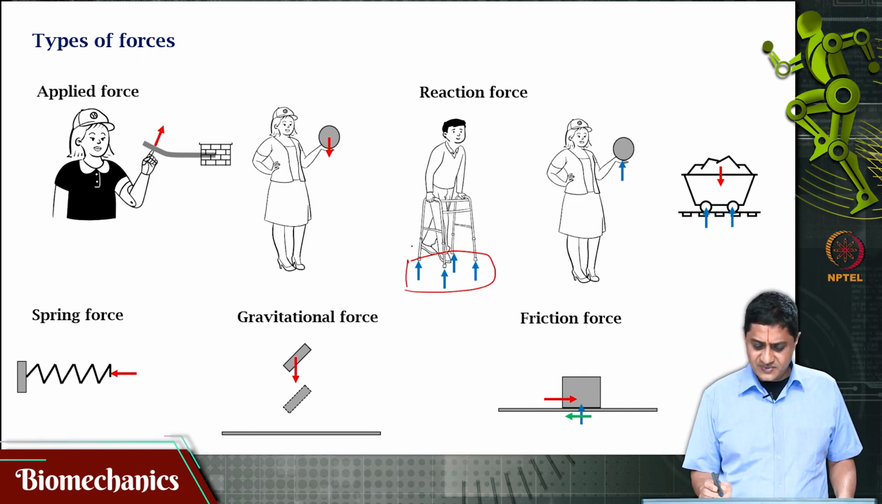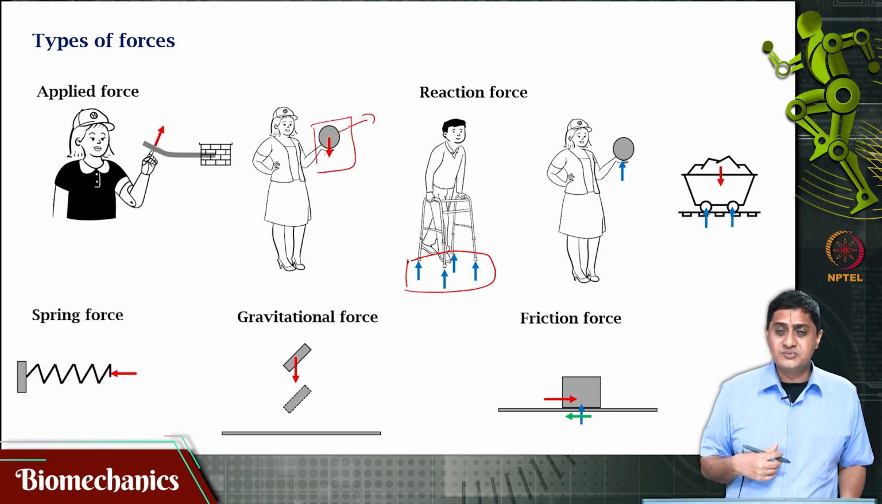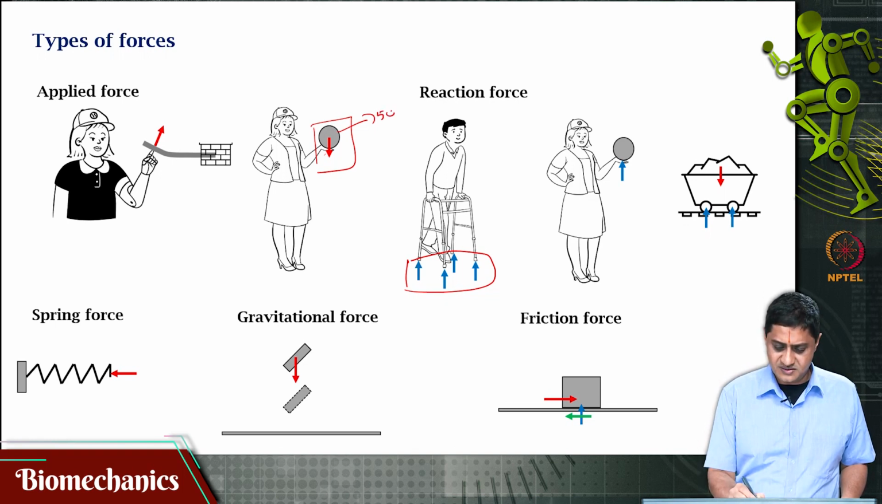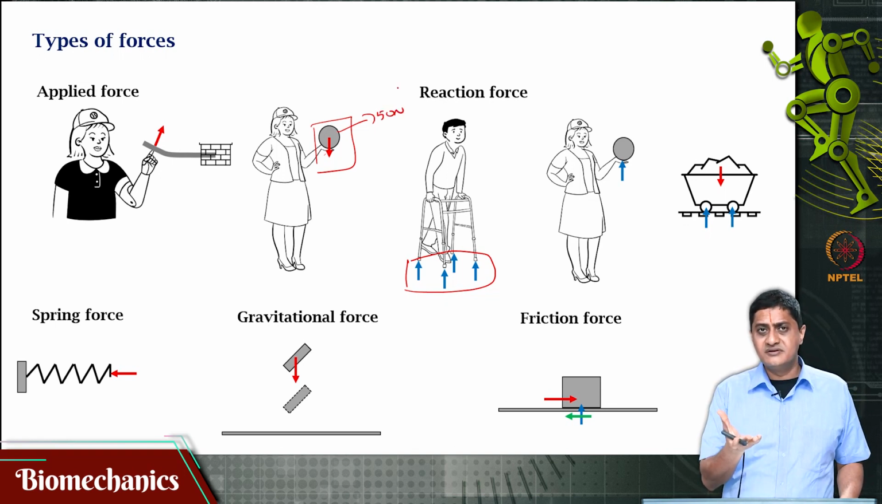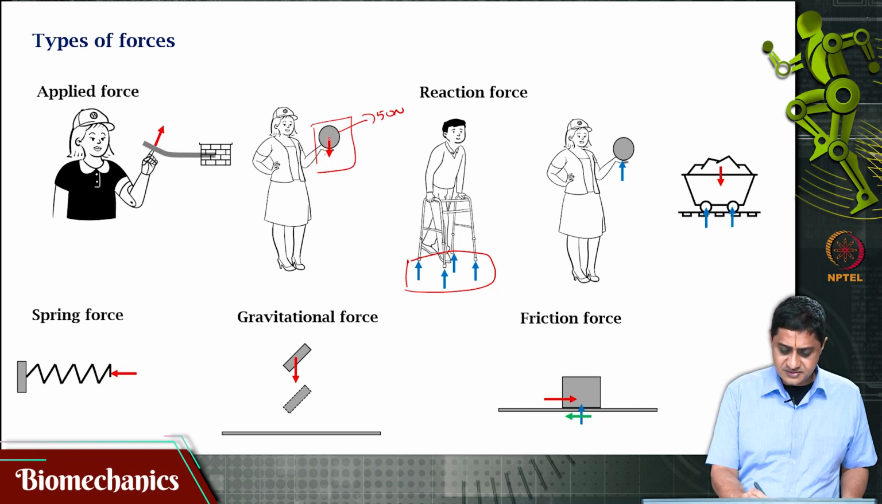Consider this lady, she is holding a ball. Let's assume its weight is 50 newtons. So she is holding a ball weighing 50 newtons. That weight, because she is on planet Earth, is acting in that direction, is it not? That direction.